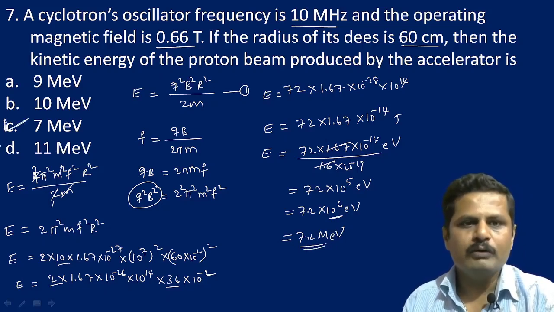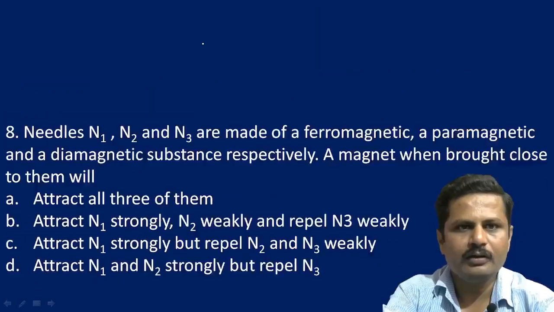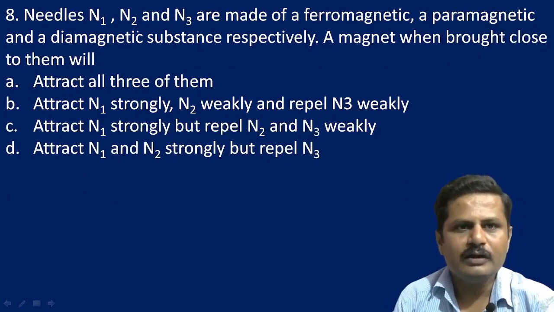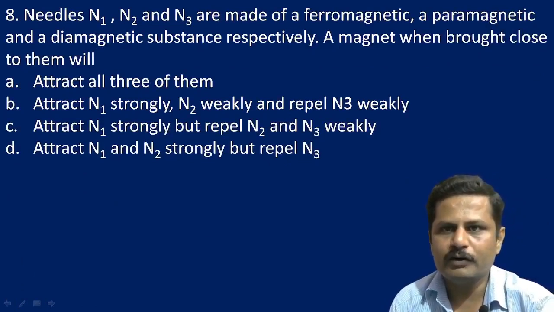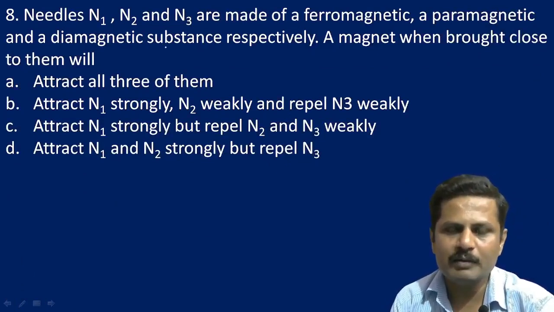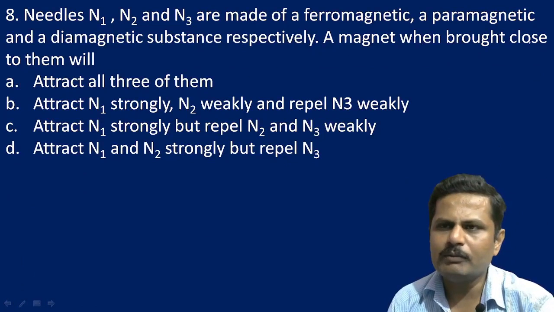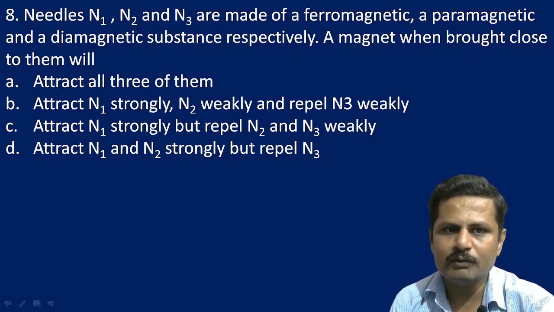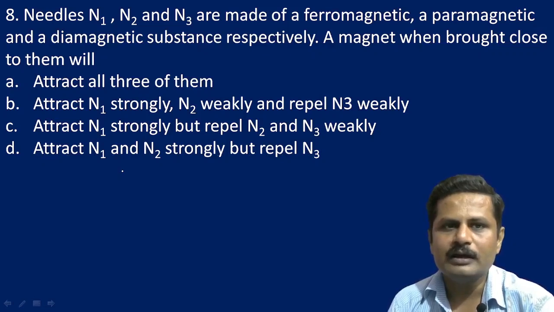Okay. Moving to the next question. Needles N1, N2 and N3 are made of a ferromagnetic, a paramagnetic and a diamagnetic substance respectively. A magnet when brought close to them will attract all three of them, attract N1 strongly, N2 weakly and repel N3 weakly. Attract N1 strongly but repel N2 and N3 weakly. Attract N1 and N2 strongly but repel N3.